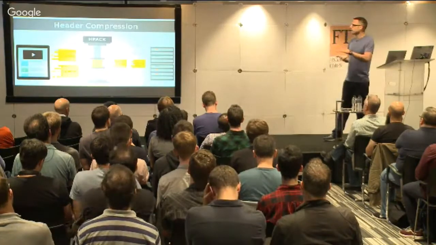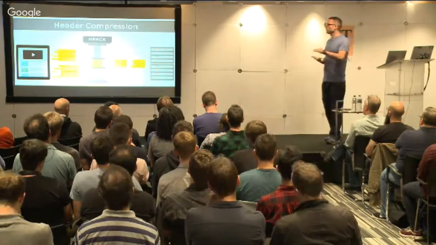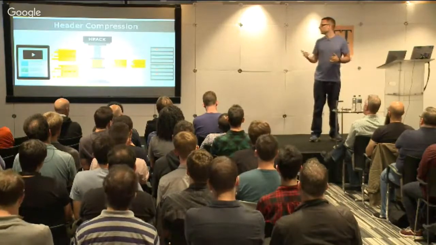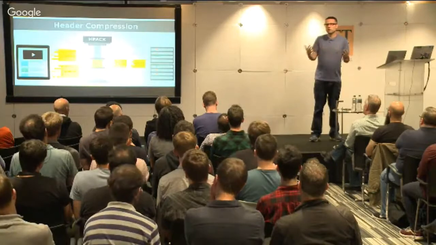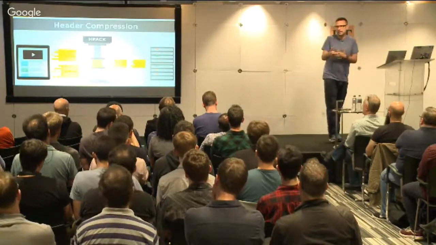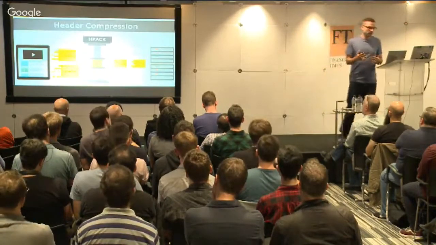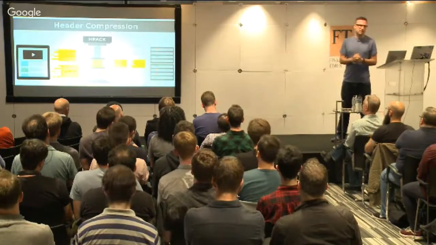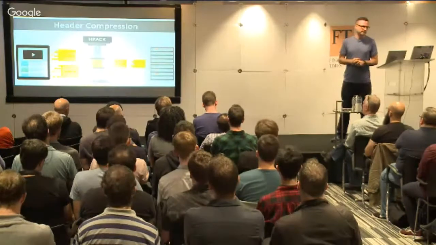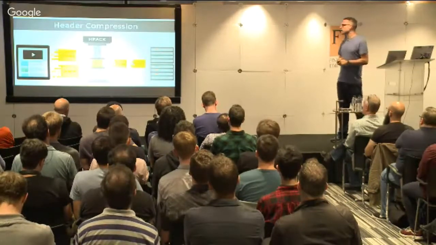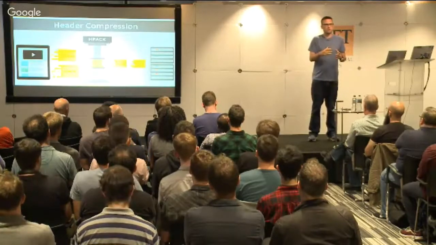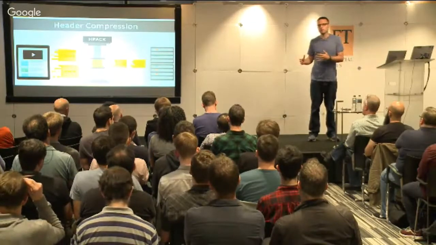There's also a static table, which contains a list of some of the most common headers that are generally used, which again can be referenced. And it's really powerful. It tends to achieve about 85% compression, HPACK. And in 1.1, gzip and deflate are the standard compression mechanisms that are used.